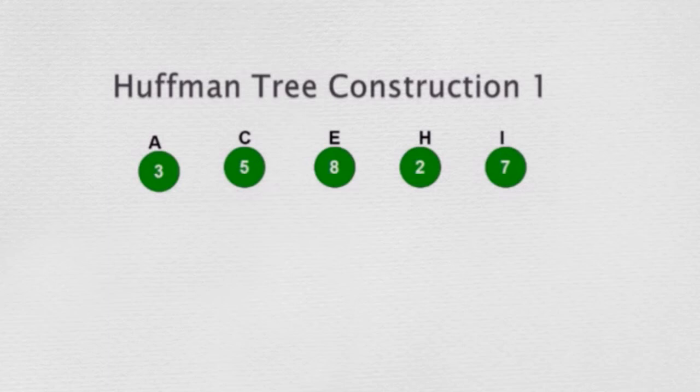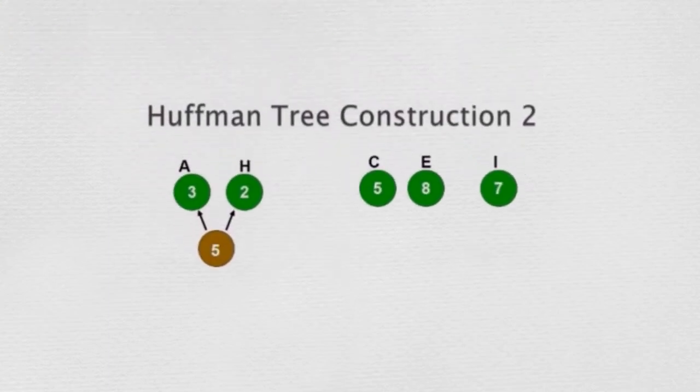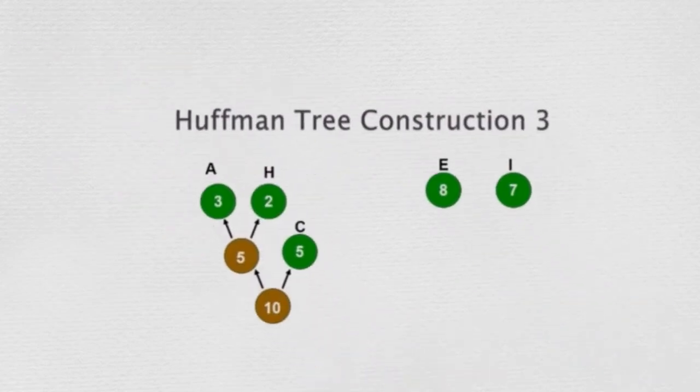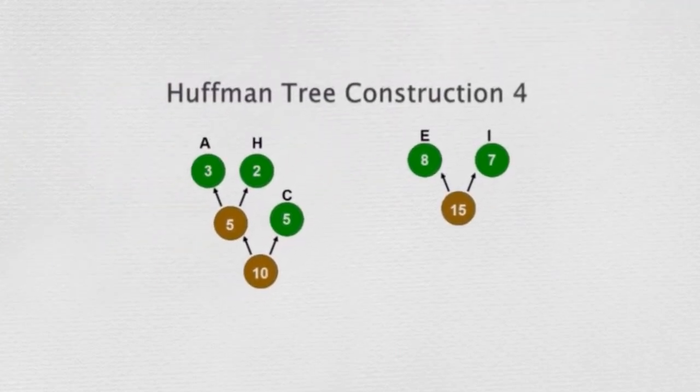Here, A and H have lower frequencies, so create a new node using A and H. The newly created node frequency will be equal to the sum of frequencies of A and H. Thus, the newly created node frequency will be equal to the sum of 3 and 2. Now, the next lowest frequency letter is C. So now, a new node is created as shown, and the process continues for the remaining symbols.